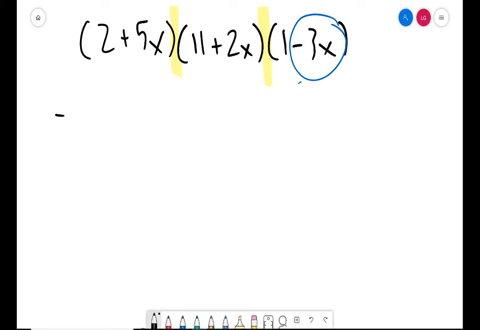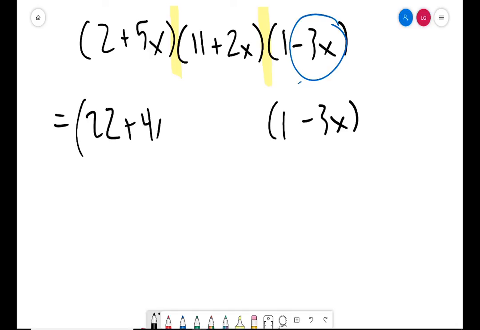So let's see here. I'm going to start from the left. I'm going to do those two sets of parentheses first, so this will come along. 2 times 11, 22, plus 2 times 2x, 4x. 5x times 11 plus 55x. 5x times 2x plus 10x squared. Okay. I don't usually write the 1 minus 3x right away. I'll wait so that my spacing is good, but just to illustrate what we're doing.